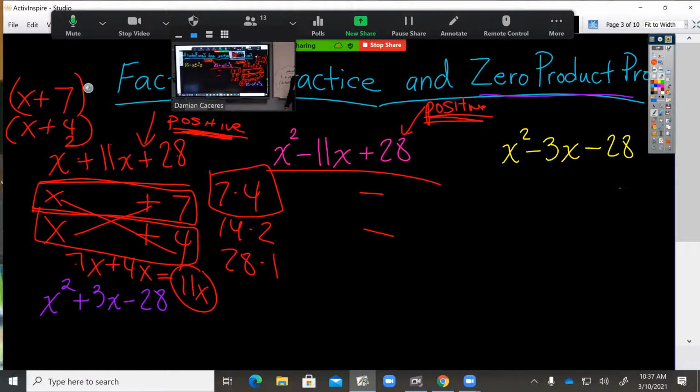Now, if we're going to use the zero product property, what are my 2 solutions? These are my 2 factors. What are my 2 solutions? Negative 7 and negative 4. Very good. Just change the sign. Now let's go to number 2.